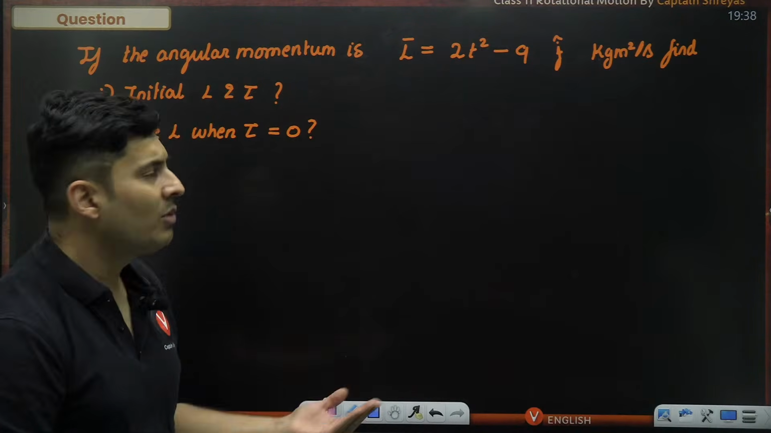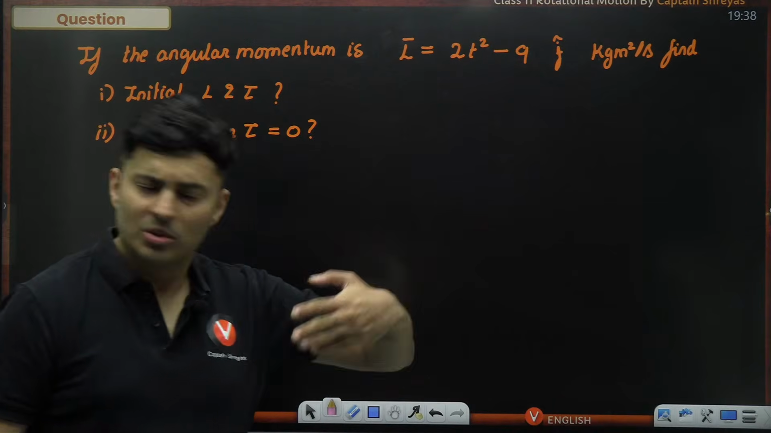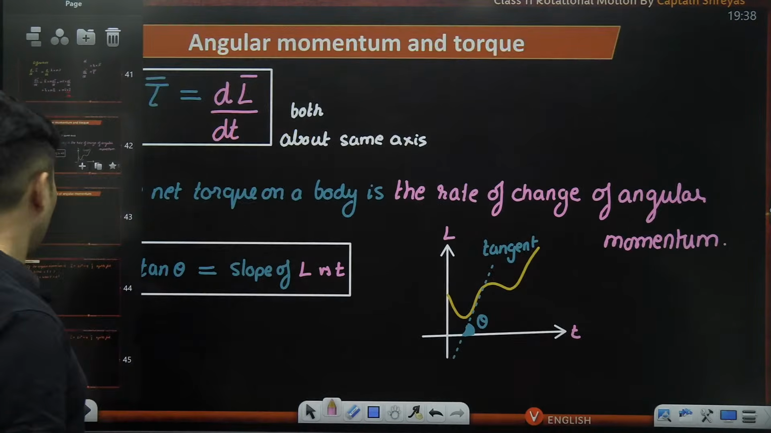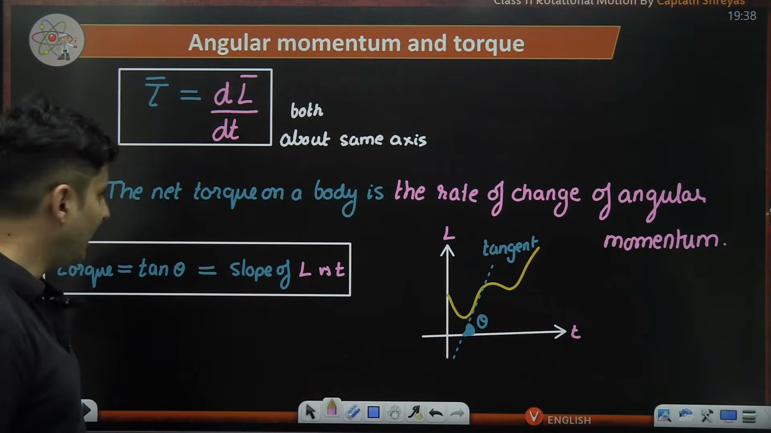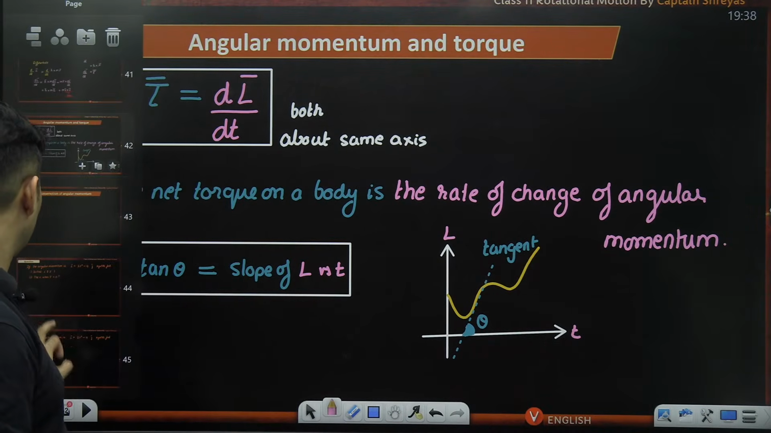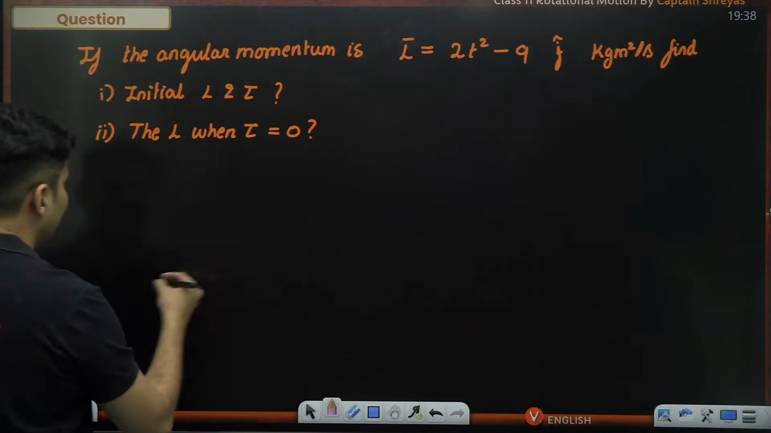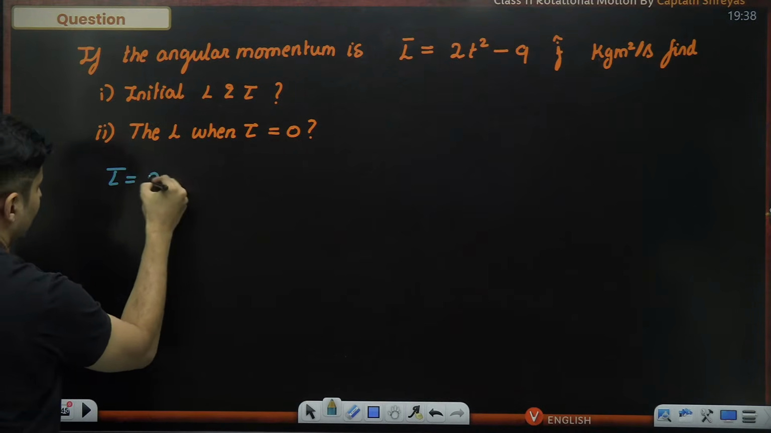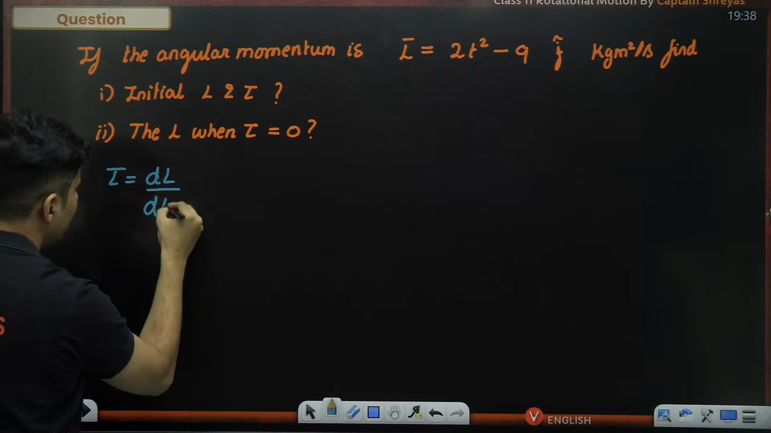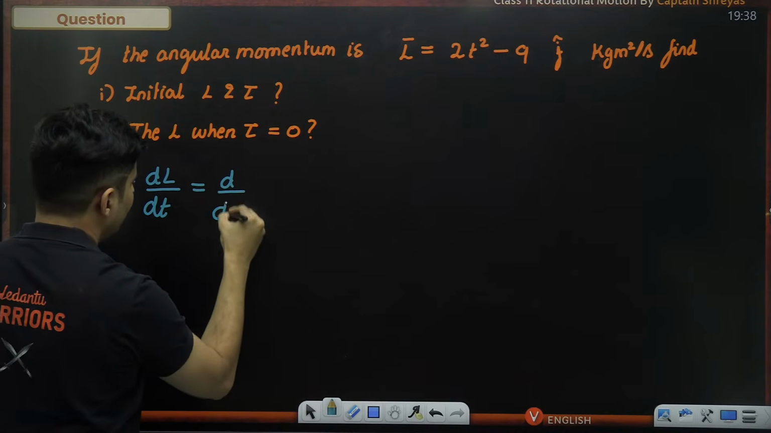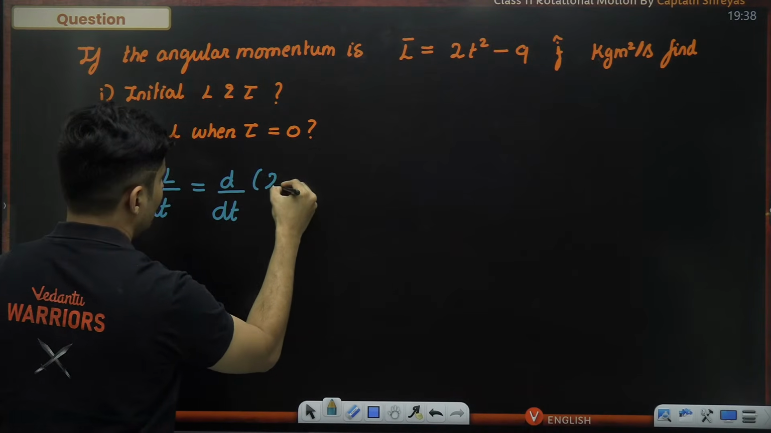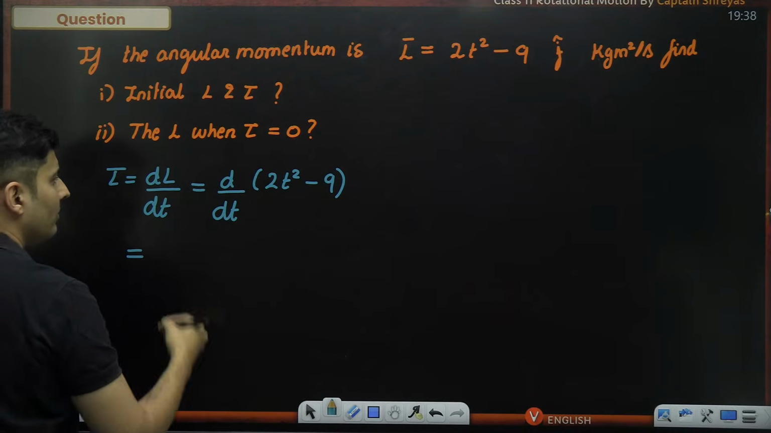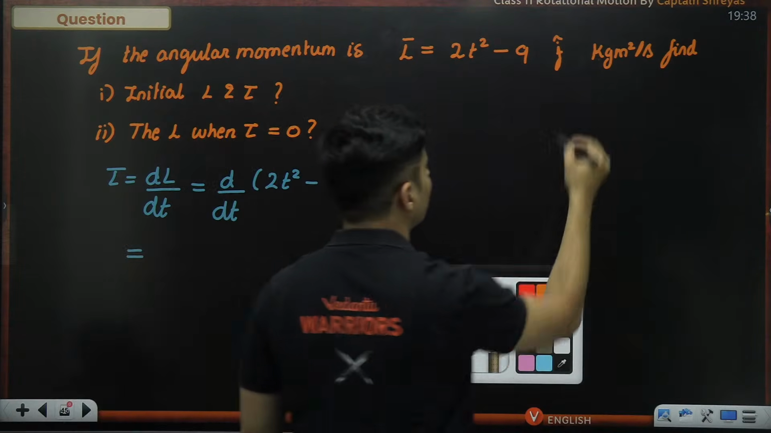The moment angular momentum is given and torque is asked, you just have to take simple derivatives, because torque is the rate of change of angular momentum. So we start with that. Torque is nothing but dL by dt, so it will be d by dt of our 2t square minus 9. Oh sorry, there was 9t over here, right?